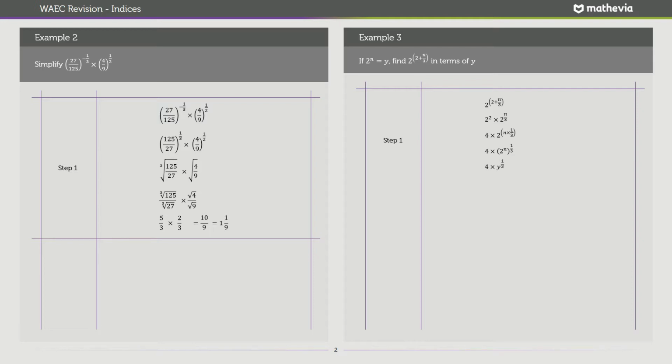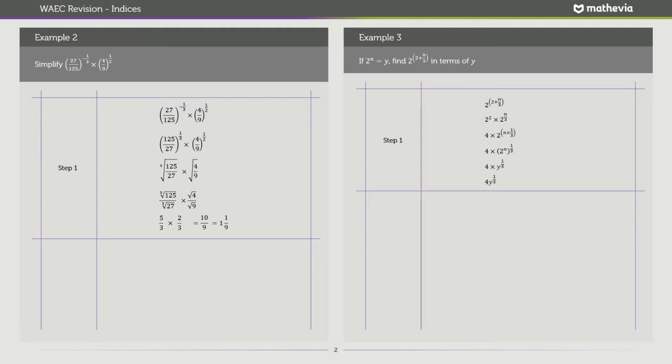And at this point, we can quite simply substitute our y, because we're told that 2 to the power of n equals y. So we can go ahead and say 4 times y to the power of 1 over 3. And what we have in the end is 4y to the power of 1 over 3. That's it. Very simple, very straightforward.